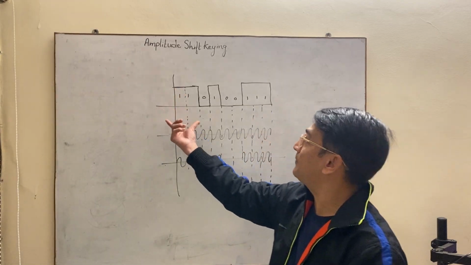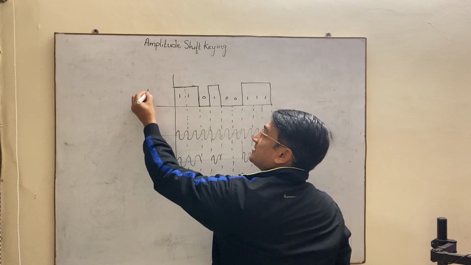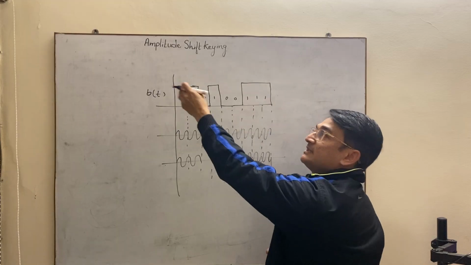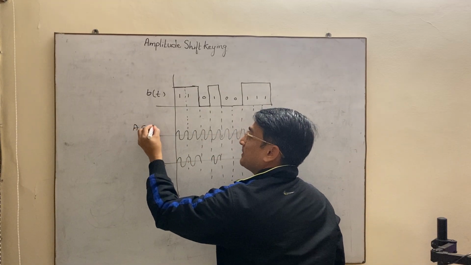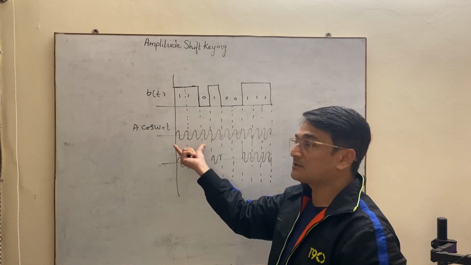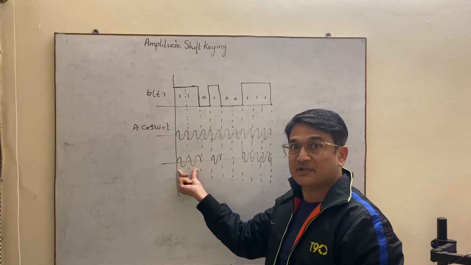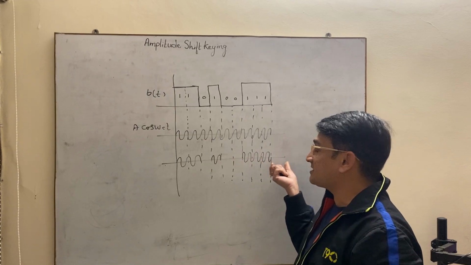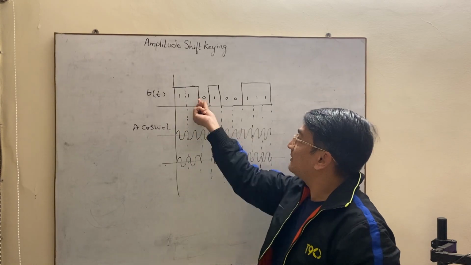So this is the waveform of the amplitude shift keying signal. As you can see, this is your bit sequence b(t), that is 1101 0011. This is the bit sequence which you want to transmit. You are taking a carrier signal A cos omega c t, which is this. Now when you combine this b(t) with this carrier signal, the output will be like this: carrier presence, carrier presence, absence, presence, absence, absence, presence, presence. The carrier is present when the bit is 1, and absent when the bit is 0.